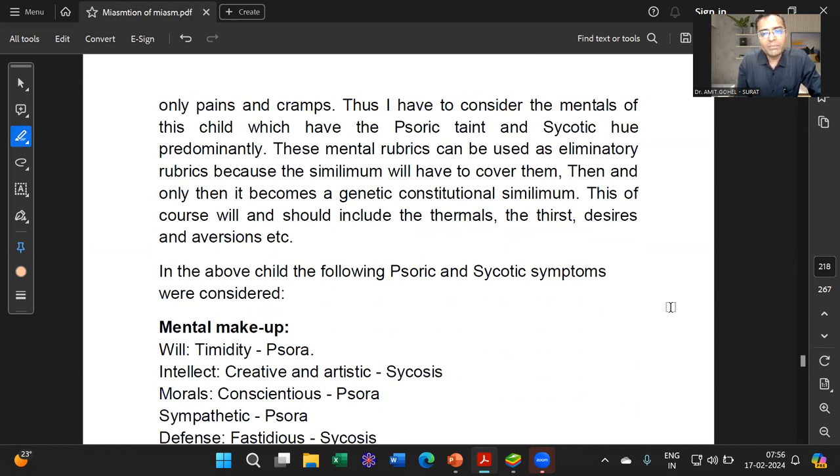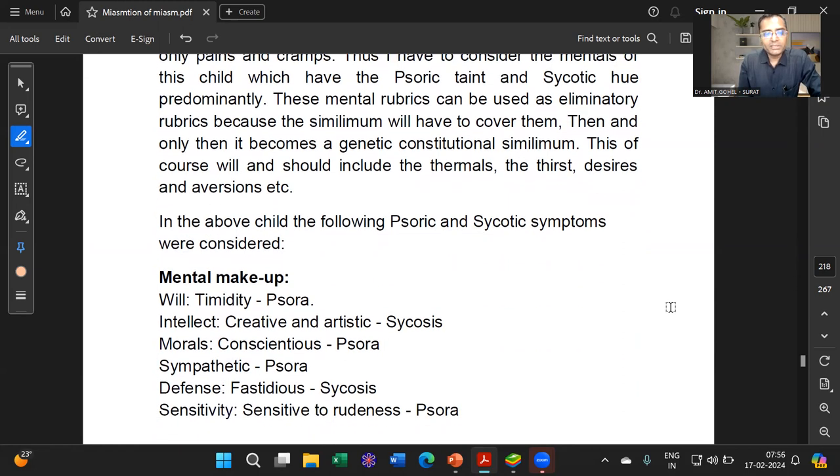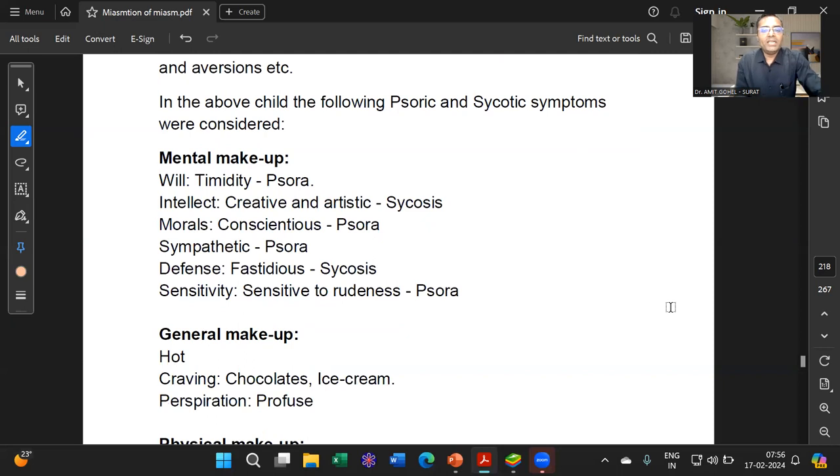This mental rubric can be used as an elementary rubric because the similimum will have to cover them. Then and only then it becomes a genetic constitutional similimum. This of course will and should include the thermal, thirst, desire and aversion, etc. In the above case, what we have seen: the will is timid.